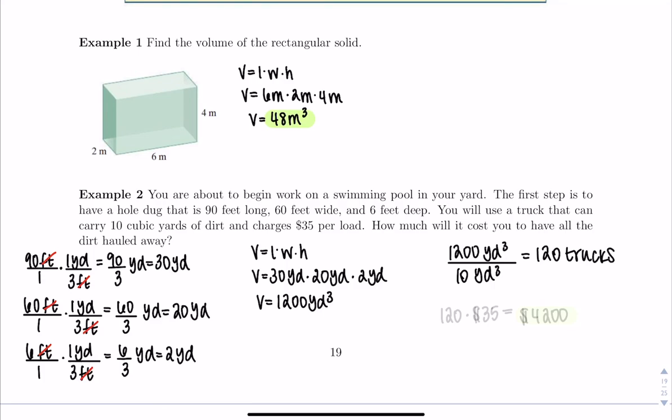Now a truck costs $35. So 120 trucks times the $35 gives me a total cost of $4,200 just to dig the hole before we put the pool in.